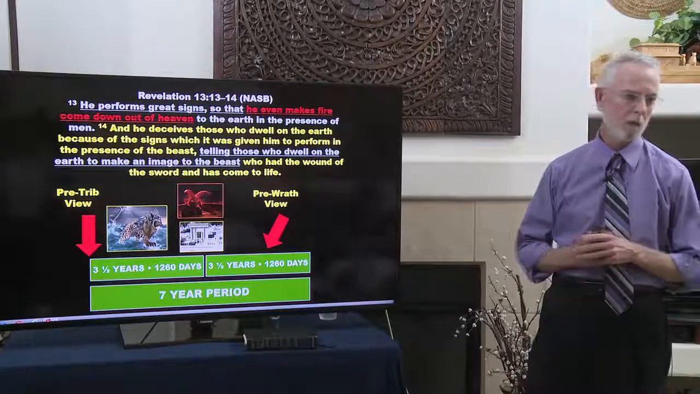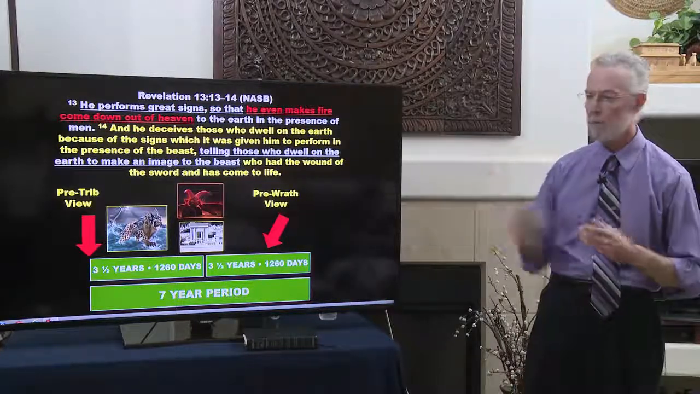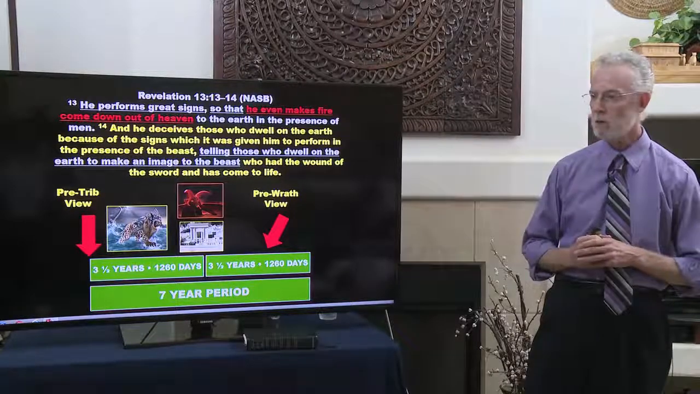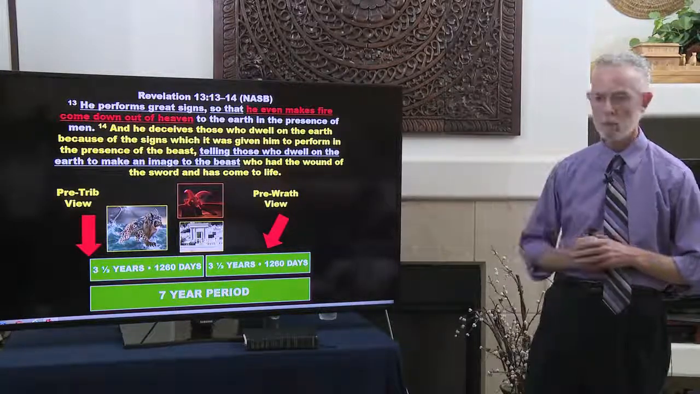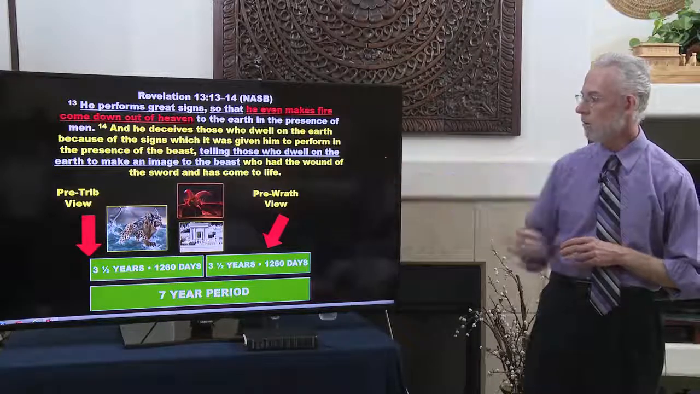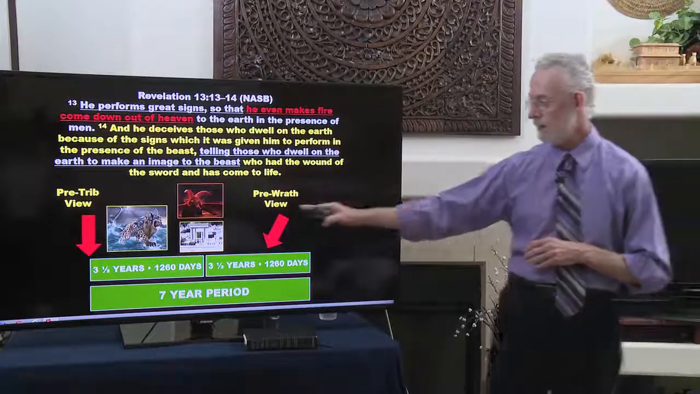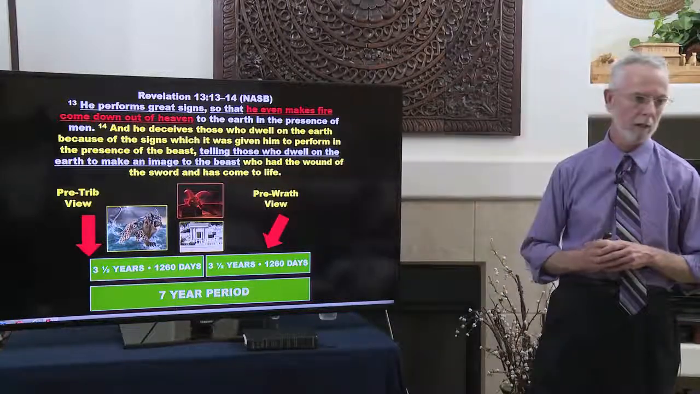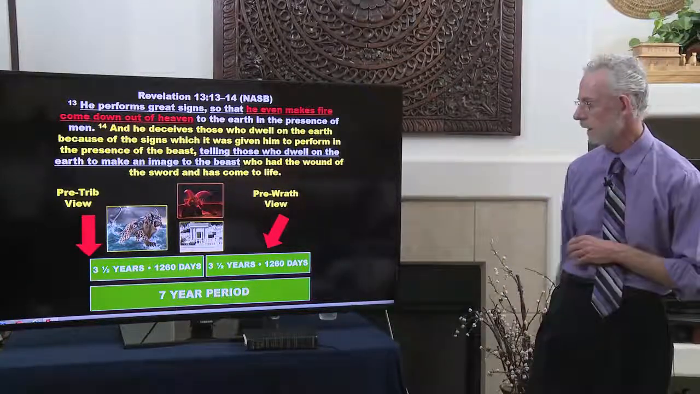And we're told he's going to perform great signs. He's even going to make fire come down out of heaven in the presence of men. He's going to deceive those who dwell on the earth because of the signs he was able to perform. And we're told that he's going to make those who dwell on the earth make an image to the beast. And then, again, we're told that the beast had the wound of the sword and came to life. It appears that it's going to be a fake resurrection.